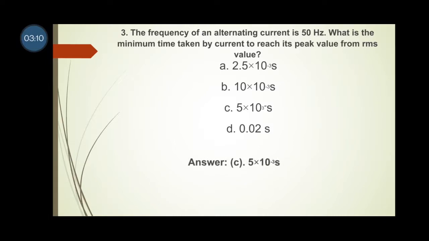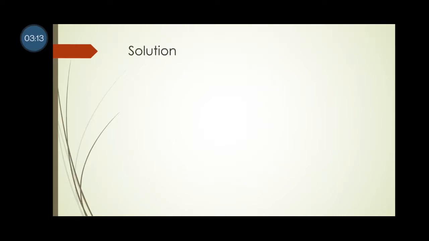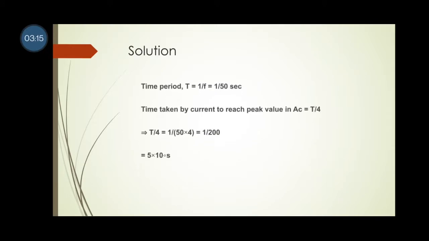Use that relation, you will get T is equal to 1 divided by F. But what they have asked is how much time it takes to reach the peak value. In an AC circuit, to reach peak value, it will take T by 4 time. So T value is 1 by 50. Substitute that in the equation, you will get 1 divided by 200, which is 5 into 10 to the power minus 3 second.